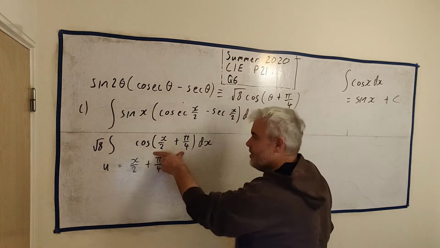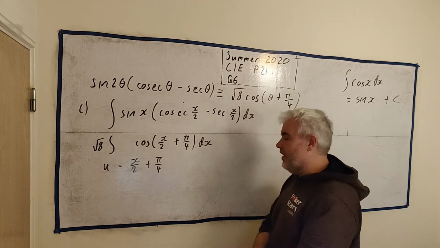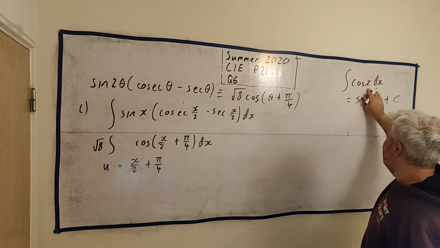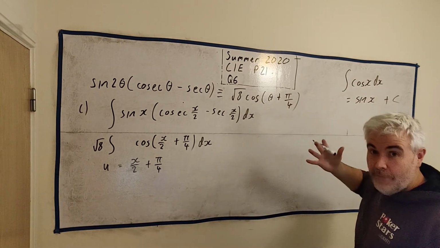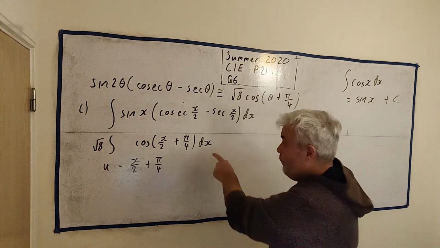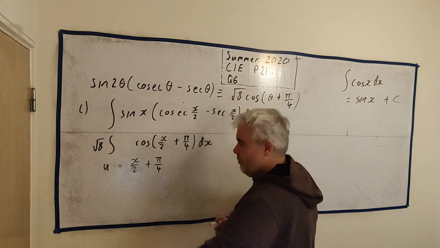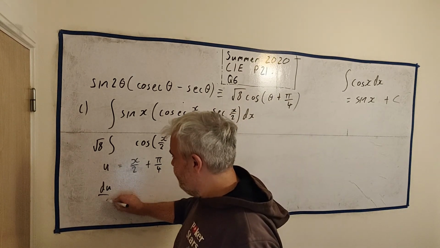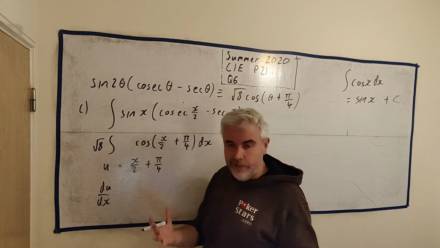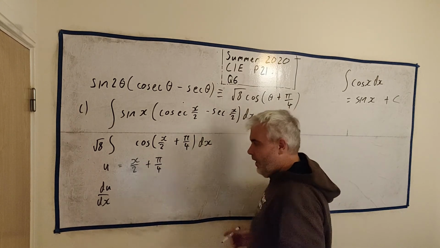Wouldn't it be great if instead of this, just u was there? That's the idea here. Because just like with the integral of cosine x dx, we know what the integral of cosine u du is. But we wouldn't have du, we'd still have a dx. So here's how we do it. We put u equals that, and then we differentiate. I don't really want to differentiate, I just want to find out what du is equal to, or what dx is equal to, to get rid of this.